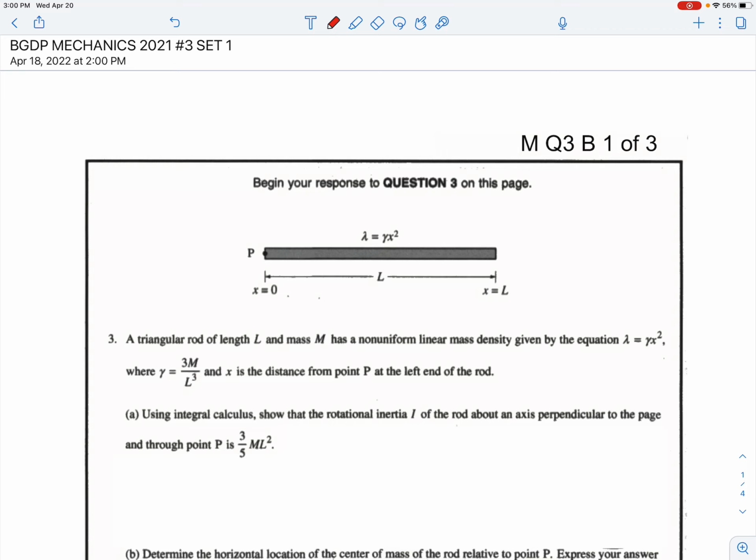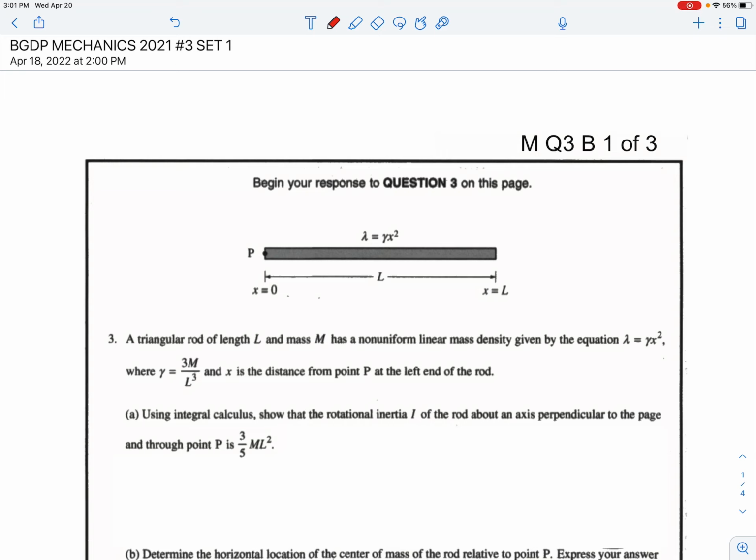Today we're going to be looking at Mechanics 2021, number 3, set 1. Once again, this is from my boy Spicy. Spicy has been giving me a bunch of questions, and I'm trying to get at it. So once again, there's going to be a bit more explaining than I usually do, but you could always just run this at like 1.5 speed. Get what you need to get out of this.